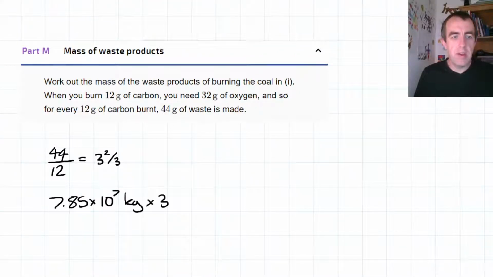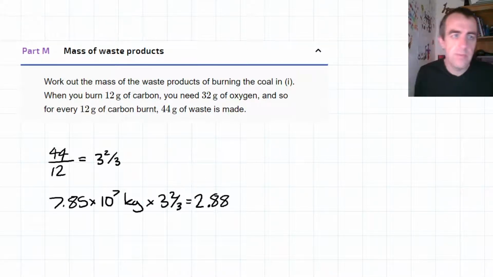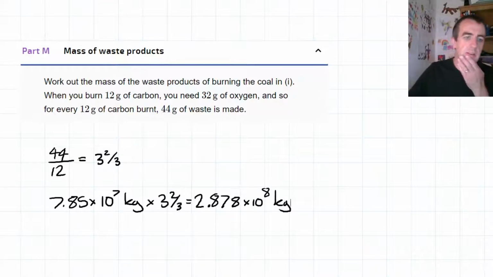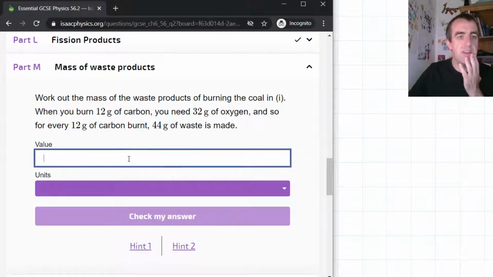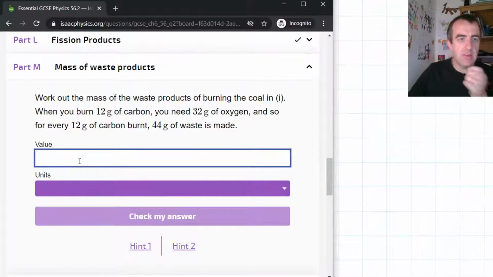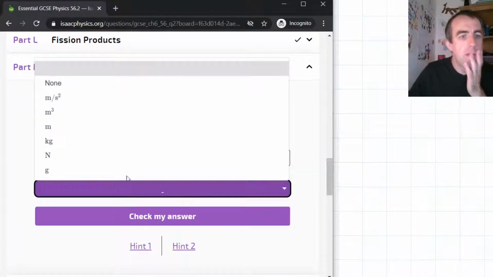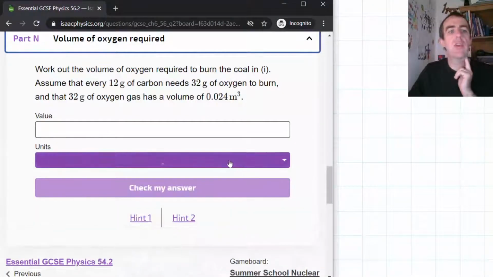And we need to multiply that by this factor, 3 2/3, and that gives us 2.878 times 10 to the 8 kilograms. That's the waste. That's the mass of the waste that's being ejected. Don't enter it into the wrong place. I'll put that as 2.9, so it's to two significant figures. 2.9 E8 kilograms. Correct. And lastly, volume of oxygen required.